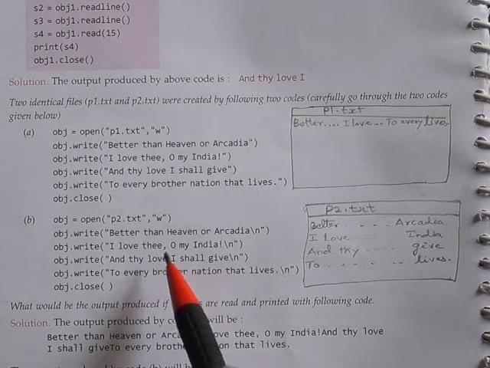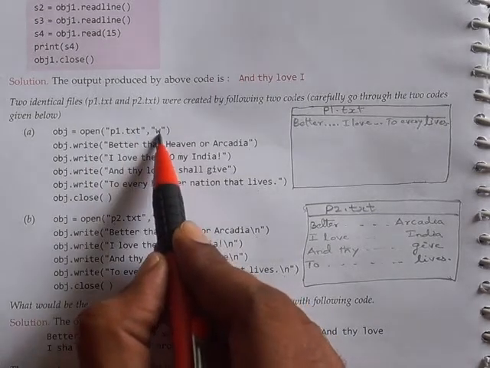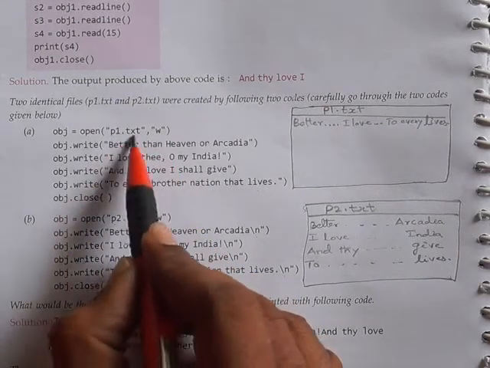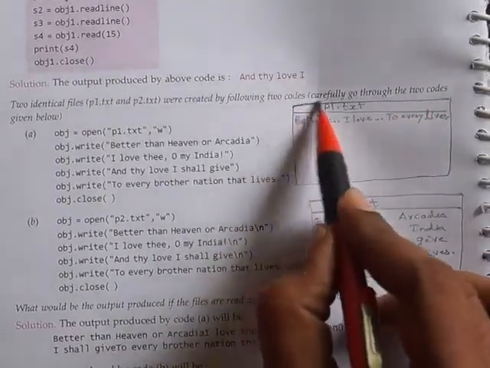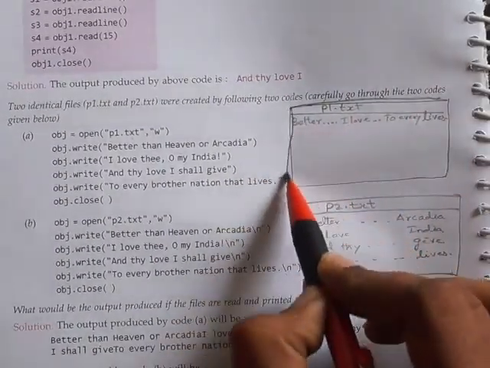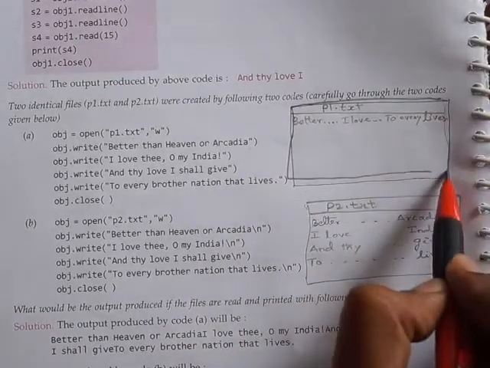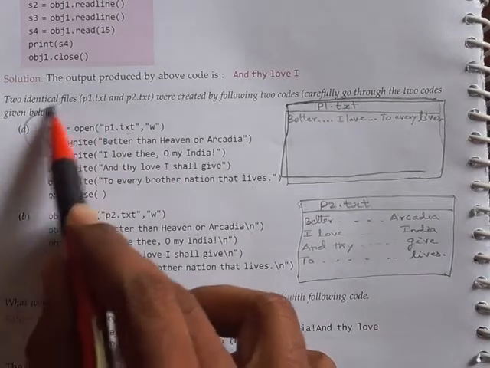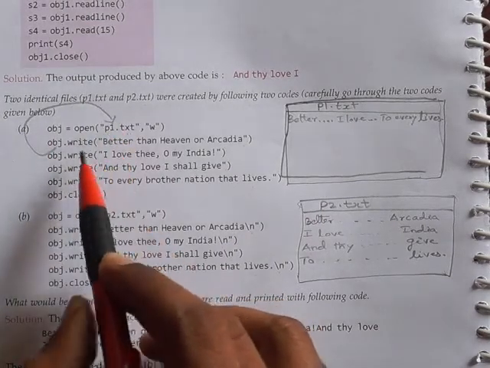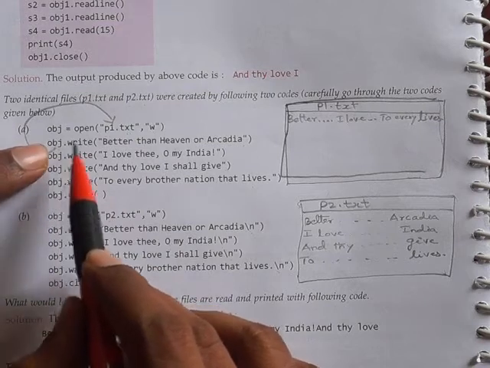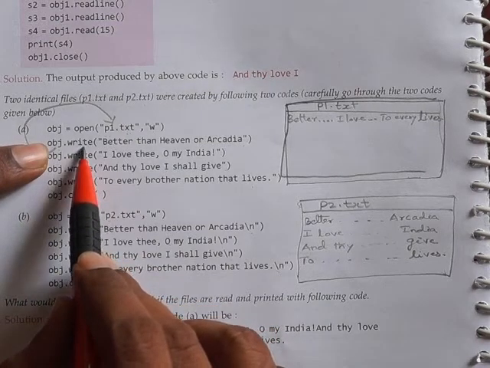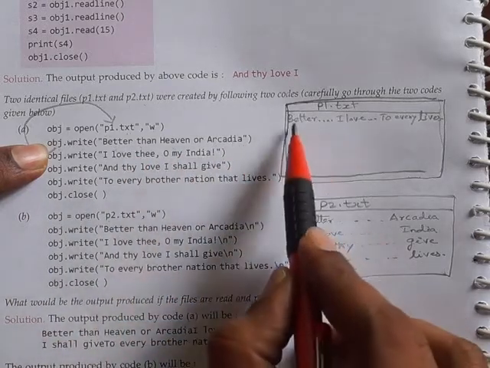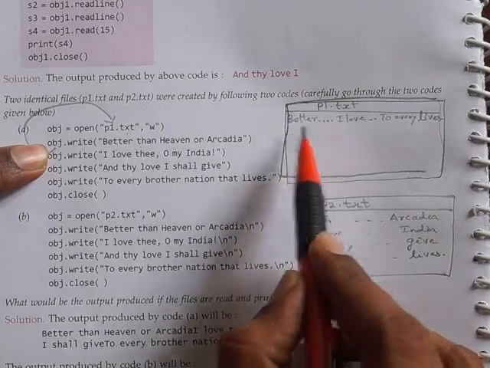Clear? Okay. So write means what? Write means p1.txt will be newly created. You see, now only this p1.txt will be created. Understand? Okay. Right. Then obj means p1.txt. So in p1.txt, we are going to write something, what? Better than heaven or Arcadia. So better than heaven or Arcadia it will write.